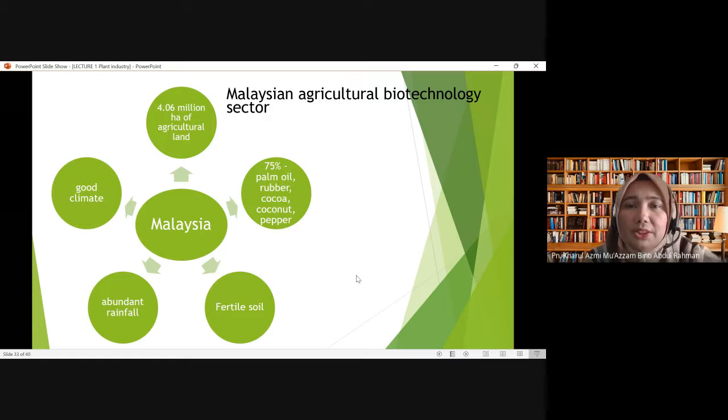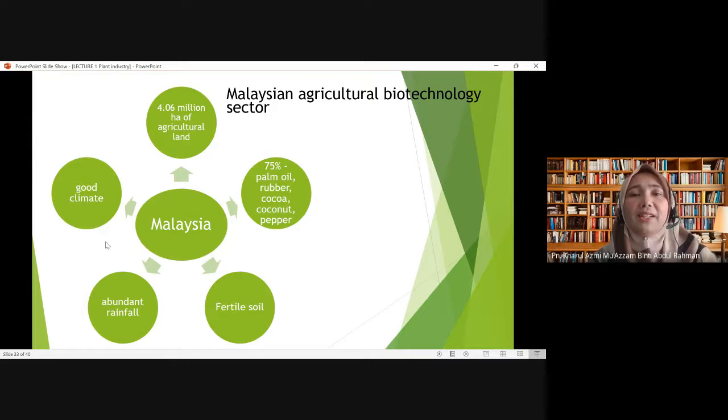Okay. So this is the Malaysian agricultural biotechnology sector. We have, for example, Malaysia. Why we are becoming one of the successful agricultural biotechnology sector? Because we have the good climate, ya. Cuaca kat negara kita ni agak bagus lah. Maksudnya tak adalah kalau waktu panas-panas sangat. Kita tak ada musim macam winter, salji ke apa yang menyeliputi. So mostly kita kata cuaca kita ni panas dan hujan sepanjang tahun, ya.